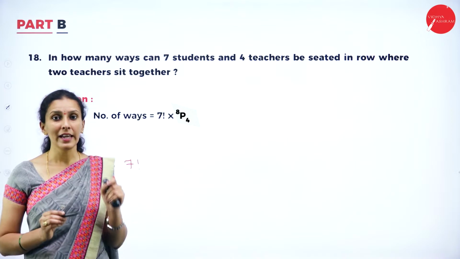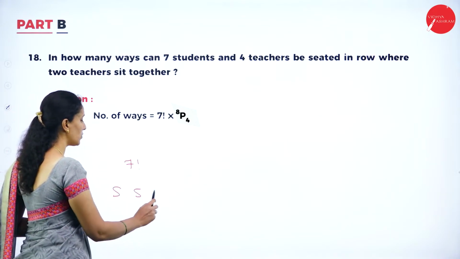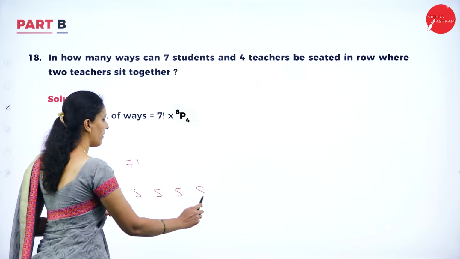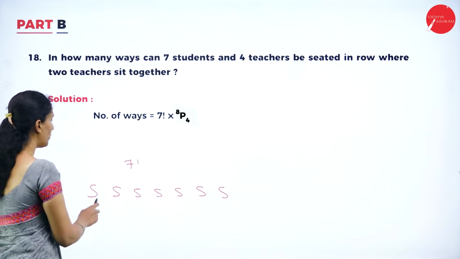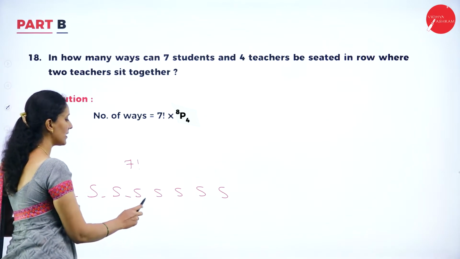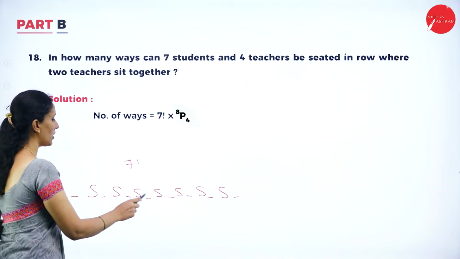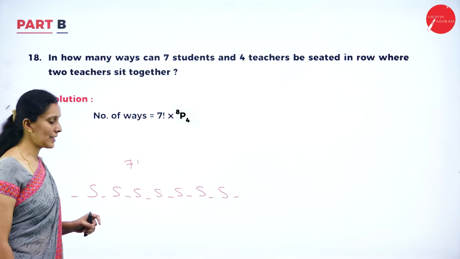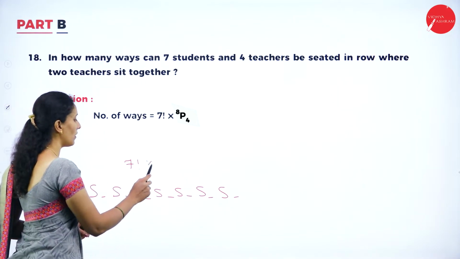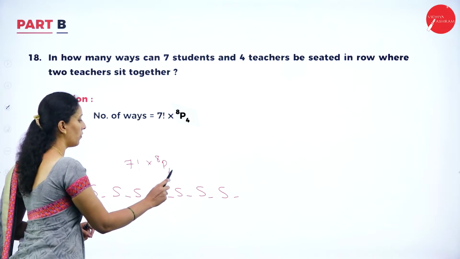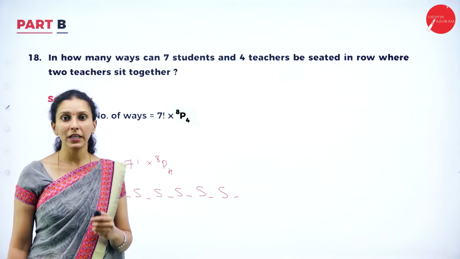Hence, we will be having 8 empty places. Suppose you take the students 1, 2, 3, 4, 5, 6, 7. The teachers have to fill any 4 places in between the students. So you will be having 1, 2, 3, 4, 5, 6, 7, 8 places. They have to occupy any 4 places between the students. Hence, it will be 8P4. So the value is 7 factorial into 8P4.